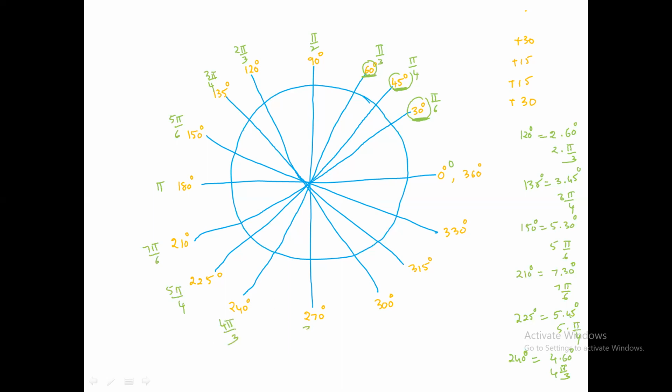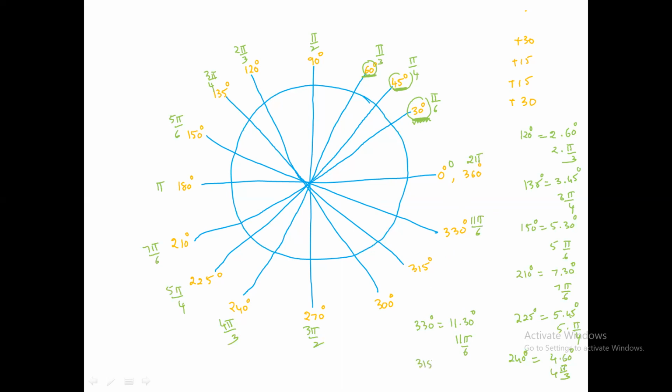Next, 270, we know it is 3 pi by 2. 3 into 90. Long back I took. Next, 360, we know it is 2 pi. For 330, I will use 30 degrees. 330 degrees is 11 into 30. 11 into 30 is pi by 6. So 11 pi by 6.